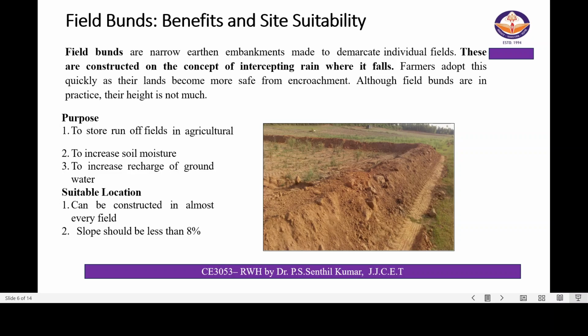Next, we will see what the purposes are. First one is to store runoff in agricultural fields. Second one is to increase soil moisture. Third one is to increase recharge of groundwater. Next, what are the suitable locations? First one, can be constructed in almost every field. Second one, slope should be less than 8%.